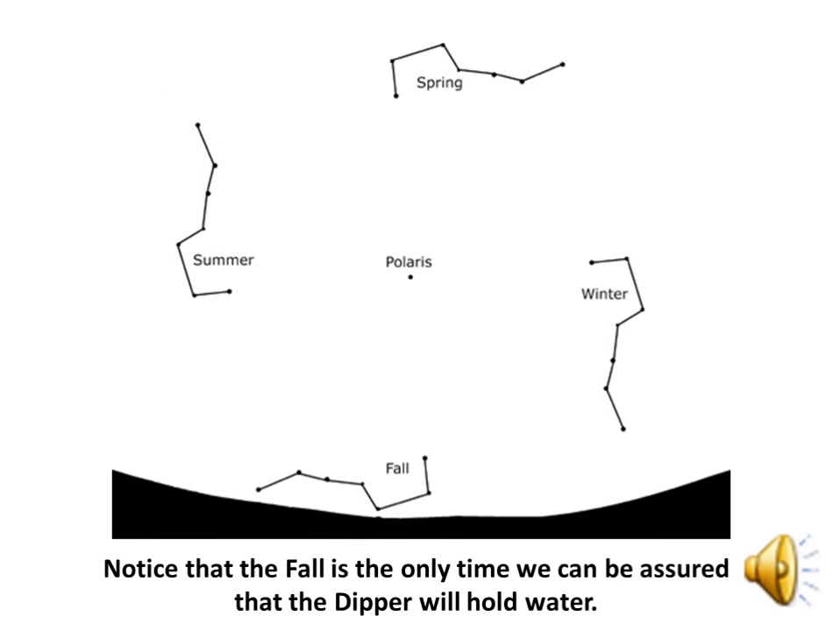As you can see, the Big Dipper changes positions as it rotates around Polaris throughout the year. The cup only holds water in the Big Dipper in the fall. Something you should know, but you don't have to worry about: Polaris will not always be our North Star. Some 3,000 to 4,000 years from now, because stars move ever so slowly, Polaris will no longer be our North Star.